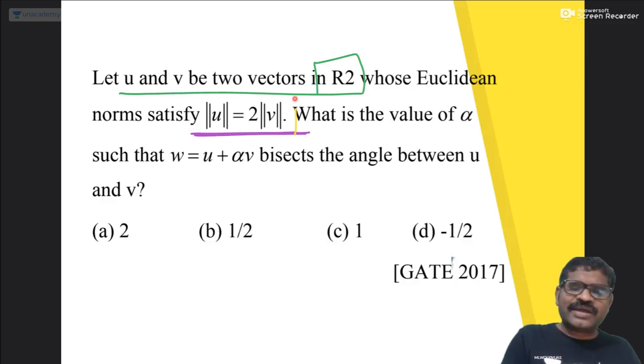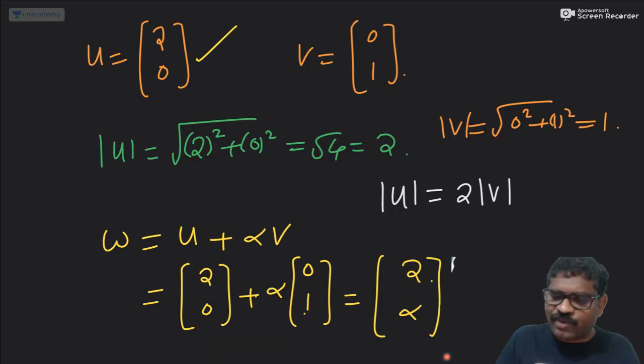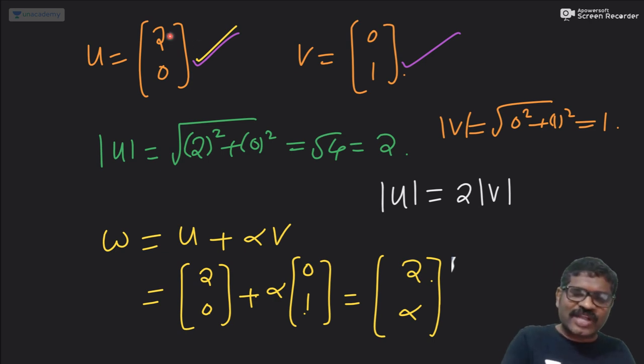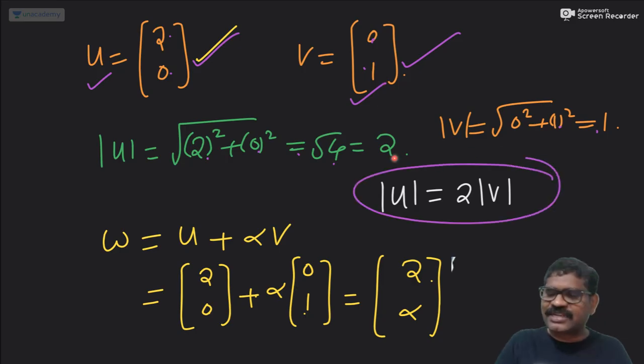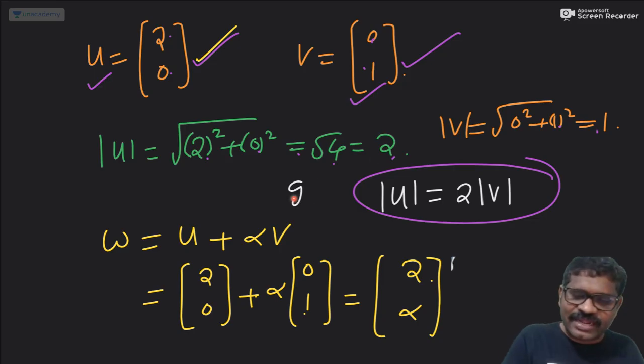They have given length of U equal to 2 times the length of V. That's why I have assumed like this. How to calculate length? Square root of first component square plus second component square. Root 4, that is 2. Length of V, square root of 0 square plus 1 square, that is 1. Clearly, this U and this V are satisfying this condition. Sir, where did I get this condition? This condition is given in the data.